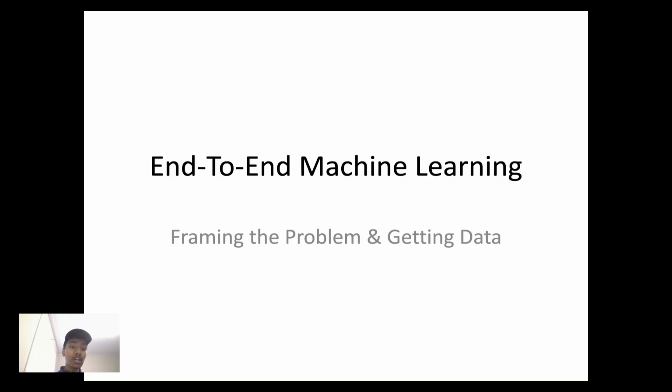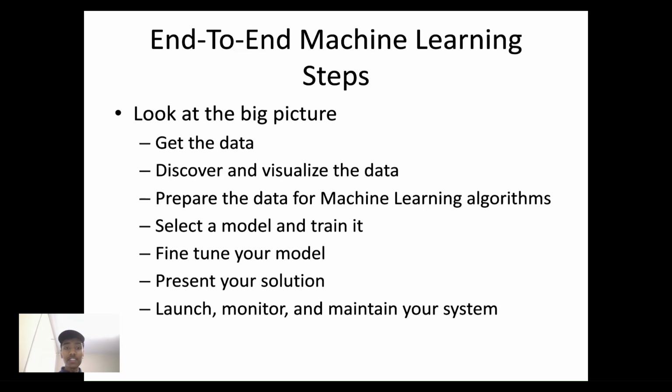Okay, so let's go ahead and start off with our end-to-end machine learning project. What are the different steps that we're going to be going through? Well, there are 7 steps. The first step is getting the data. We obviously need to get some training data. Our training data is going to be a CSV file. CSV stands for comma separated values.